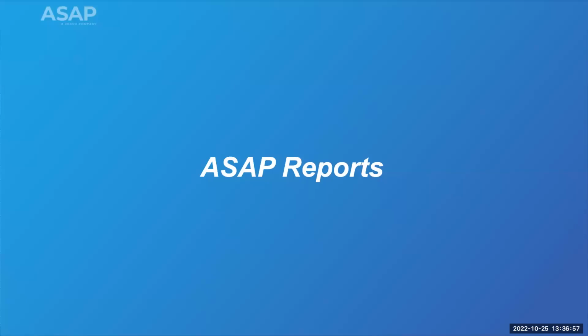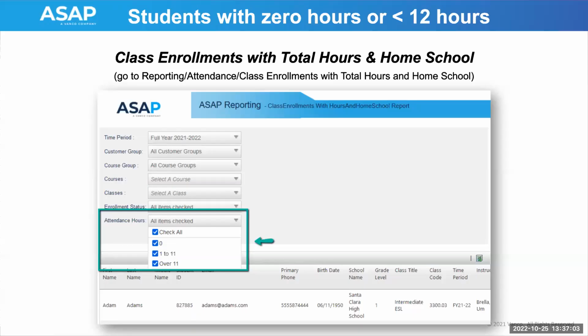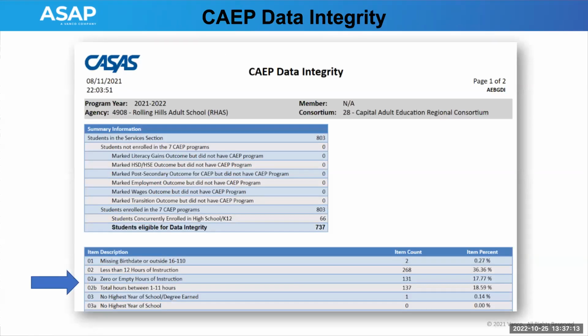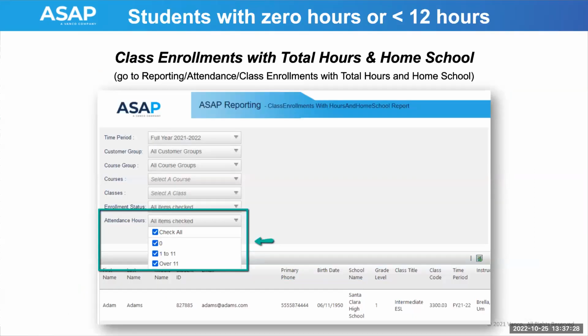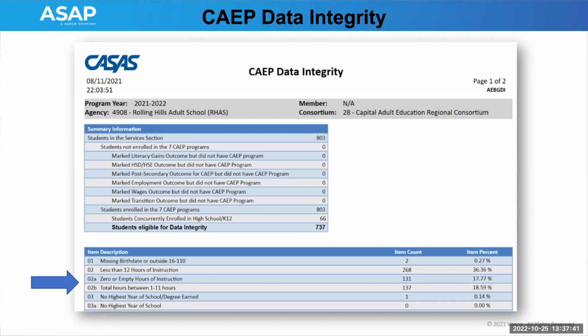All right, and some ASAP reports that are really handy to cross-reference with the CAEP DIR and the CAEP summary. One of them is our class enrollments with total hours in homeschool. So I'm going to pop over to this. Here's the CAEP DIR. And under 2, 2A, and 2B, you have less than 12 hours of instruction, 0, and so on. So you have the counts on the DIR, but you can also run this report before you bring the data over, so that you can either clean those up or have an idea of what those counts are, so that after you import everything over, everything should match.